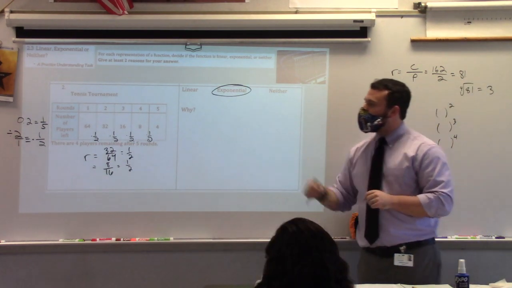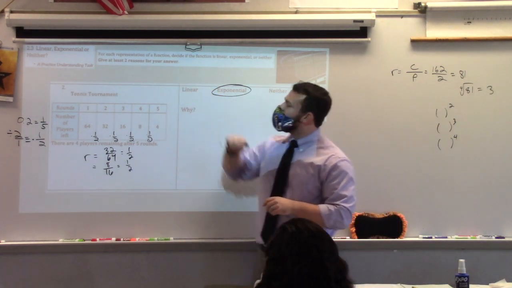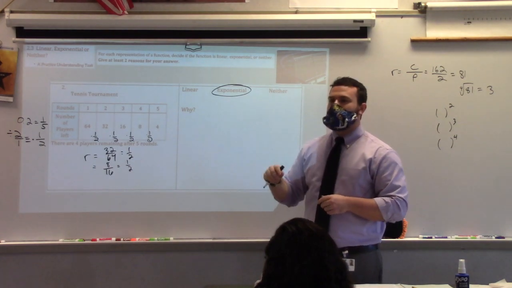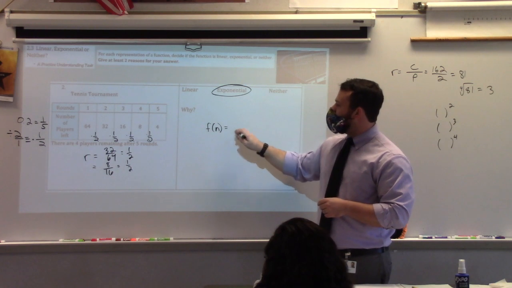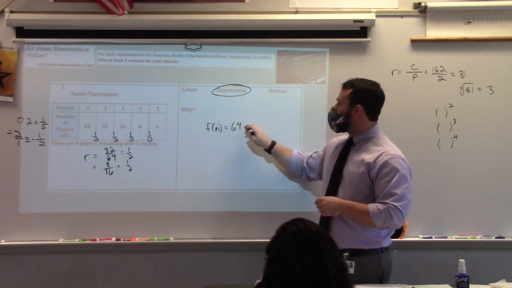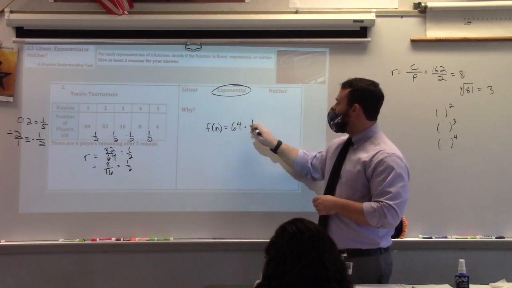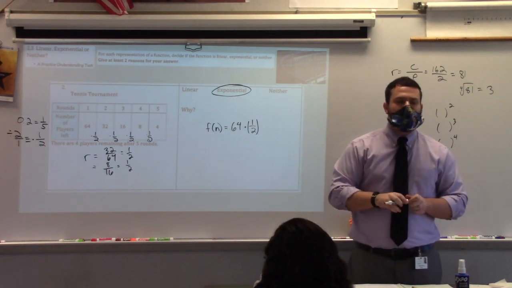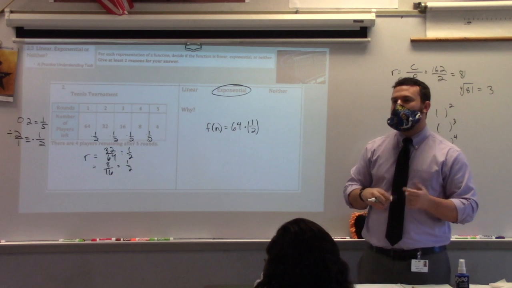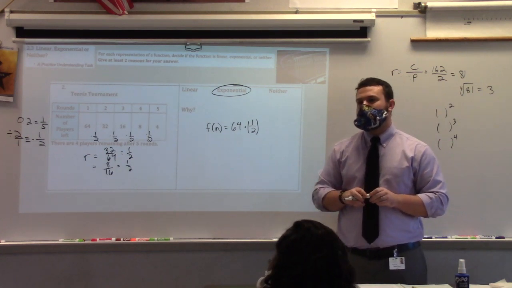And so some people talked about, notice you need at least 2 reasons for your answer. Some people talked about the common ratio. Some people wrote out an equation. We're starting at 64, repeatedly multiplying by 1/2. So what do I need if I'm repeatedly multiplying? An exponent. What was my exponent in this case, though?